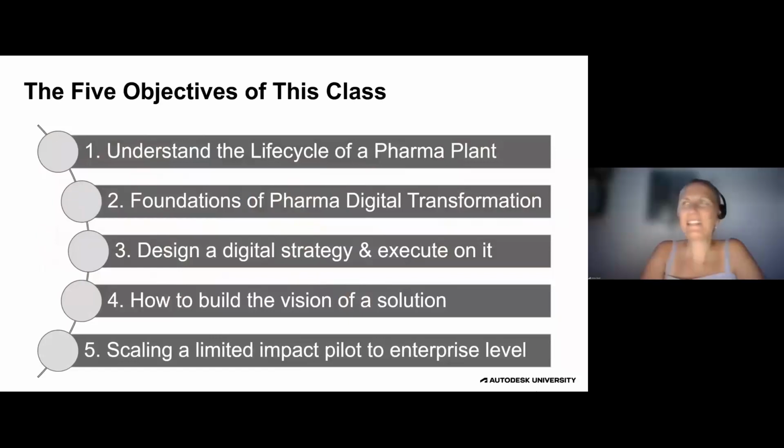All right, so let's start by outlining the 5 objectives of this class. First, understand the life cycle of a pharma plant, because it's about a pharma company. Second, the foundation of pharma digital transformation and what is at stake. Then, design a digital strategy and execute on it with key examples. Fourth, how to build a vision of a solution. And fifth, scaling a limited impact pilot to an enterprise level.